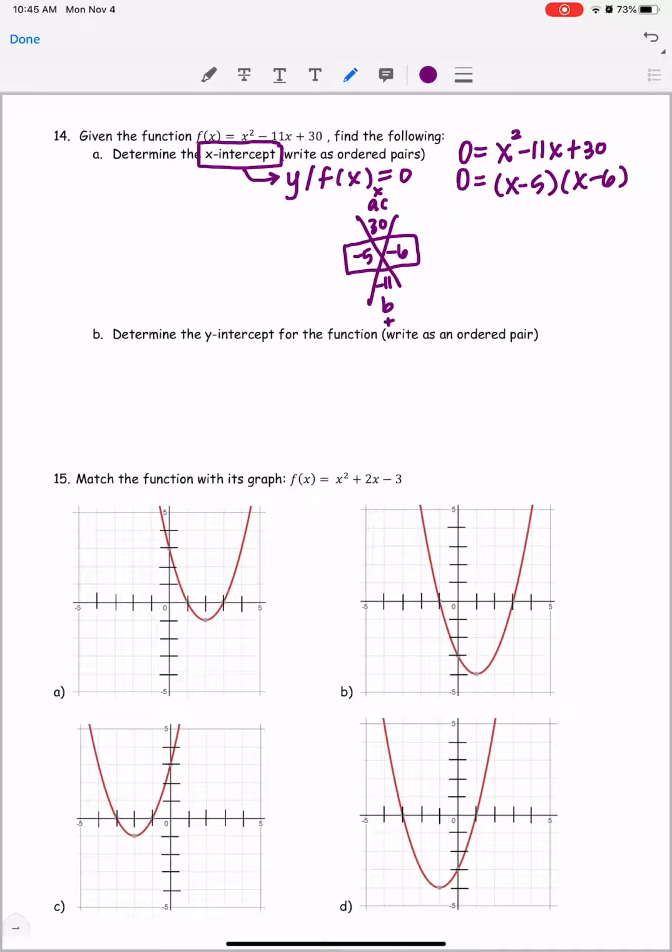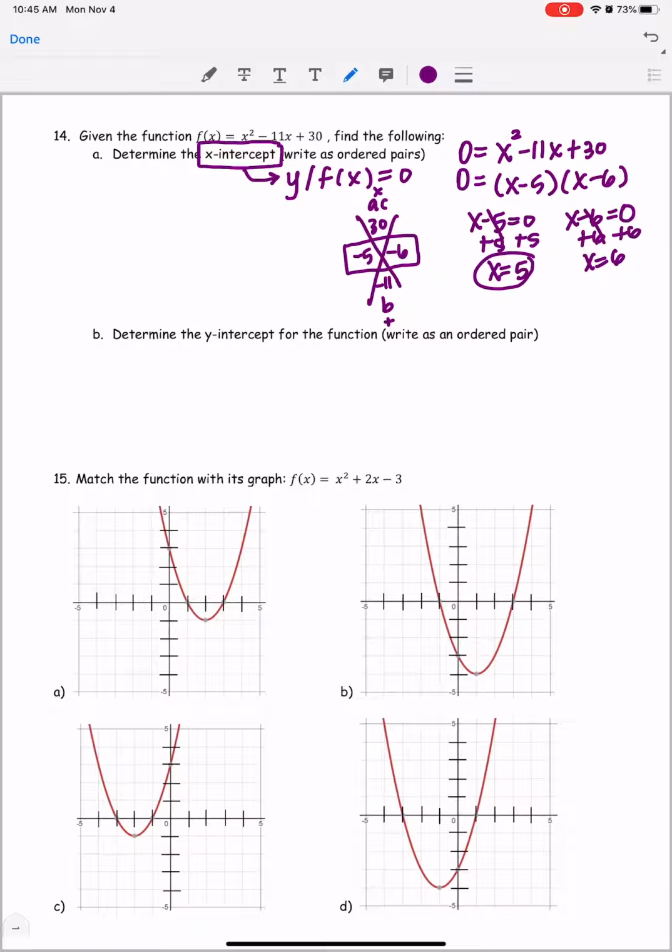So now that it is factored, set both of them equal to 0. X minus 5 equals 0. We're going to add that 5 over to get x equals 5. And then we got x minus 6 equals 0. Add your 6 over, and we've got x equals 6.